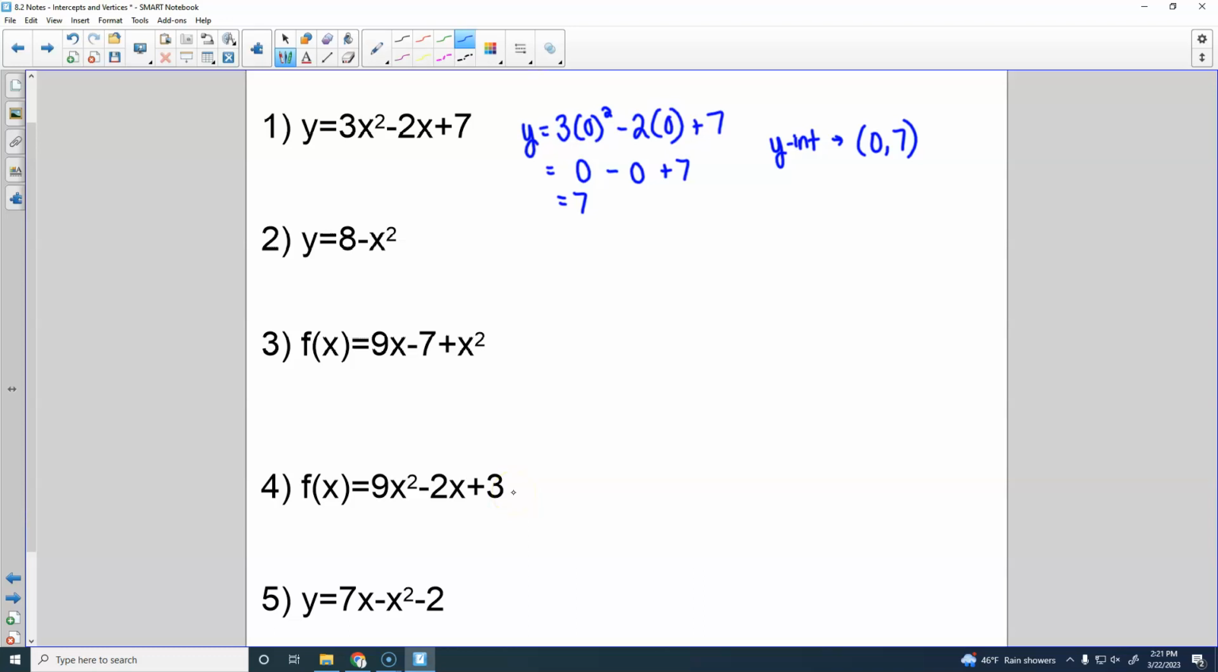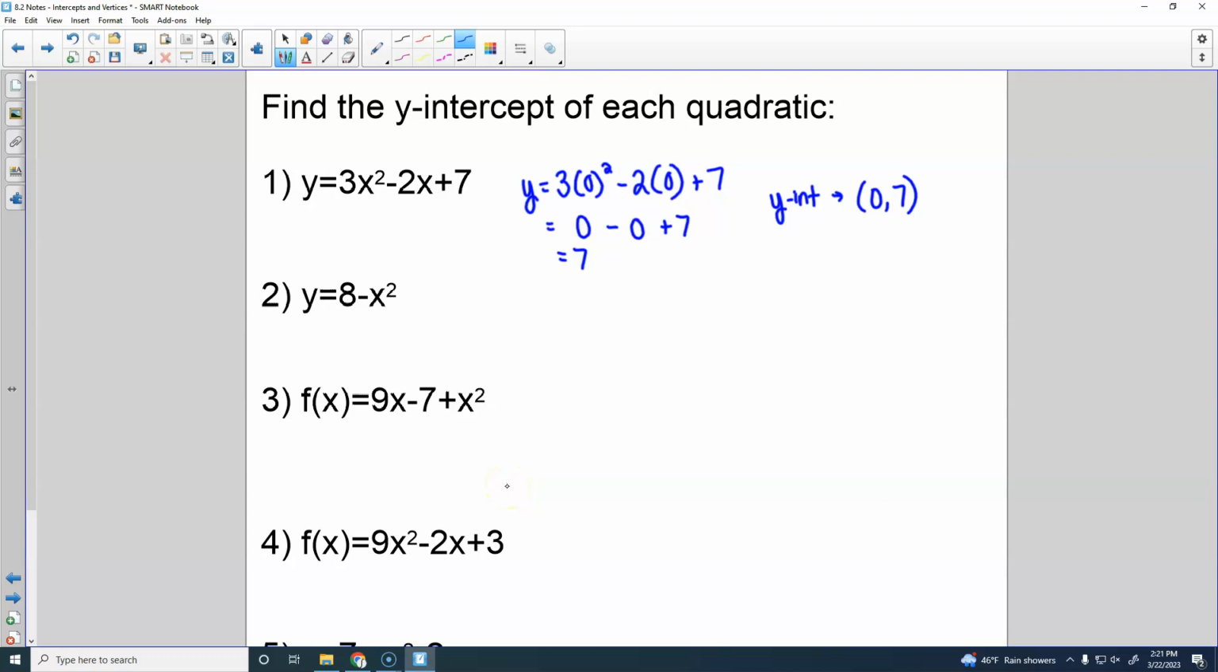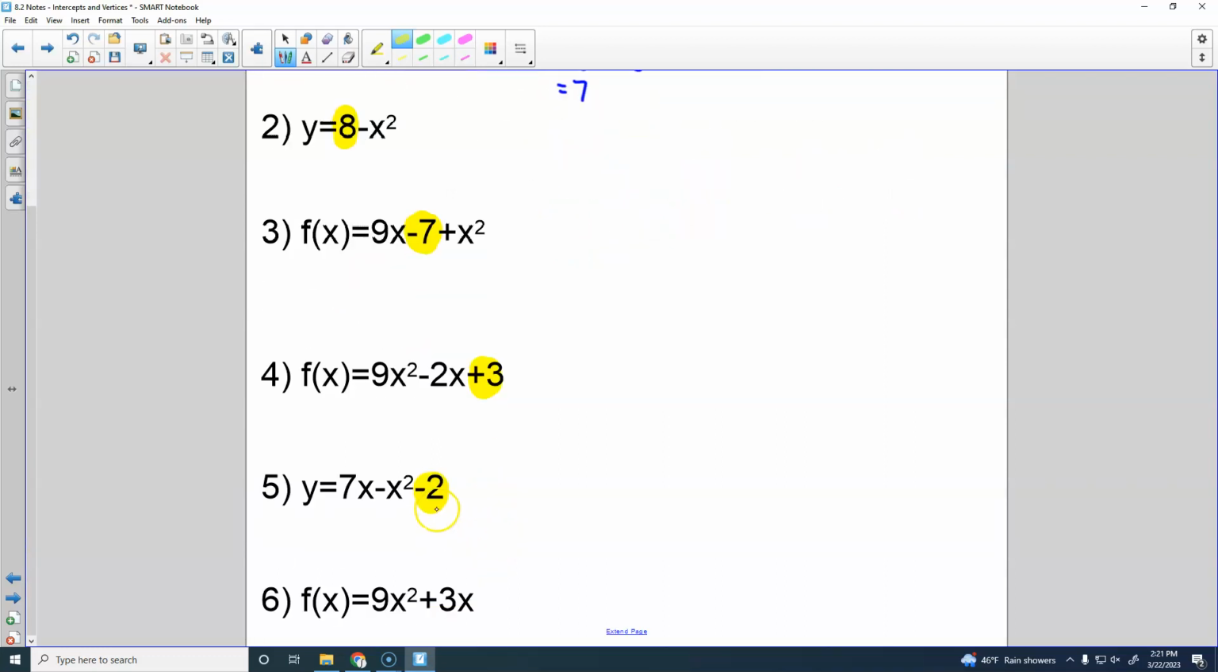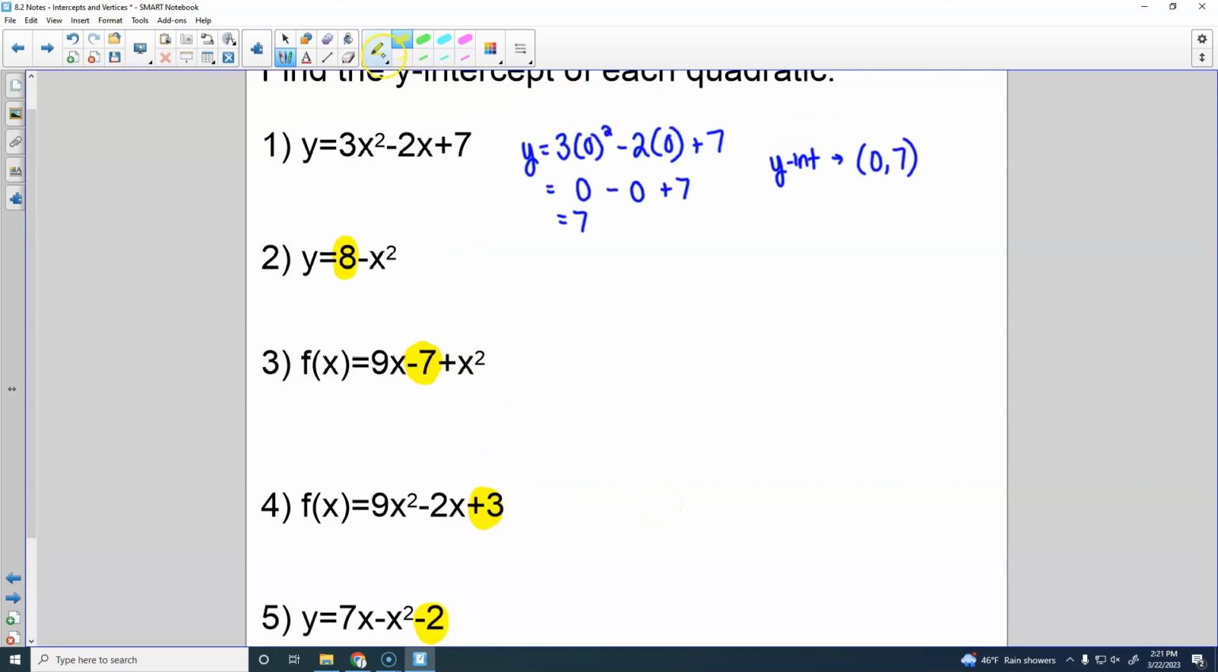Very good. Because what happens to all the terms that do have x's? They're 0, right? Because when you put a 0 there, it doesn't even matter what goes with it. You're going to get 0. Very good. So what you should be noticing here is that for this problem, the 8 is the term that does not have the x. Here you got the negative 7. Here you got the positive 3.